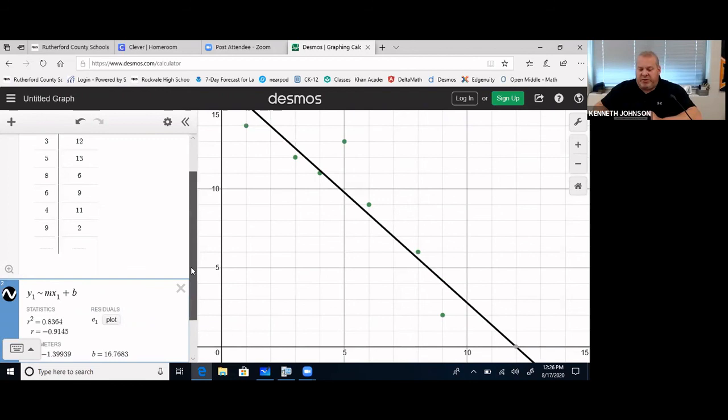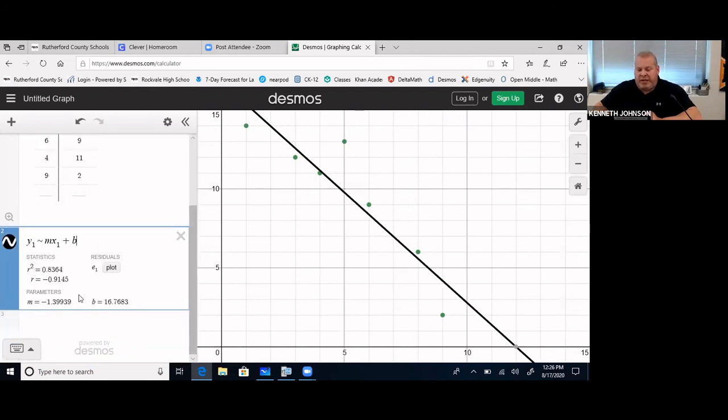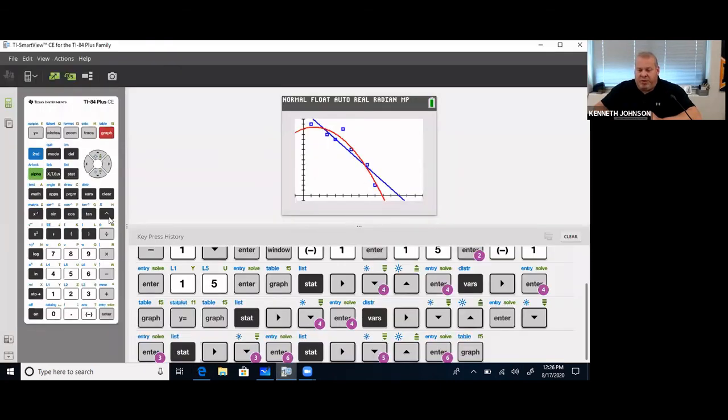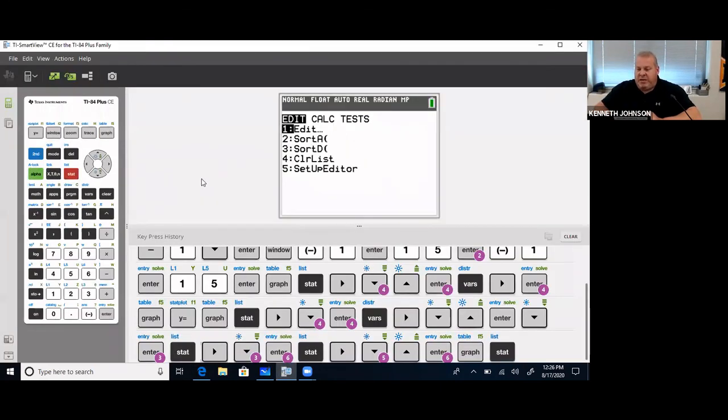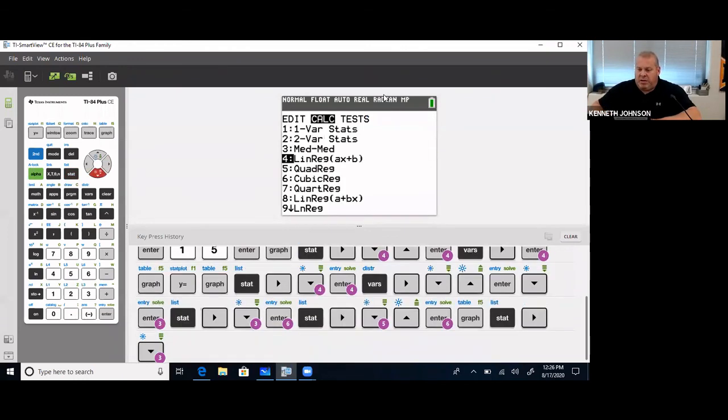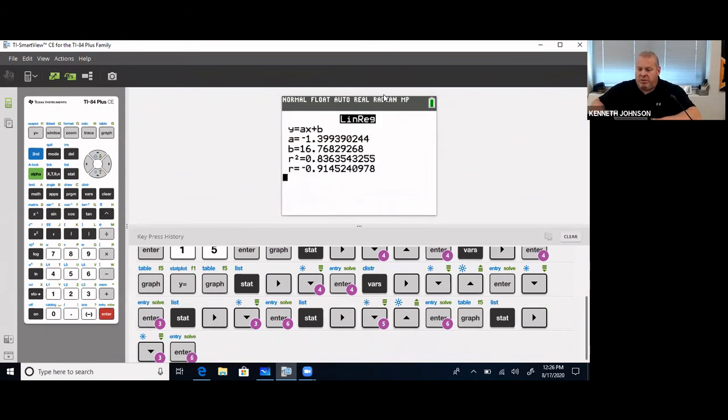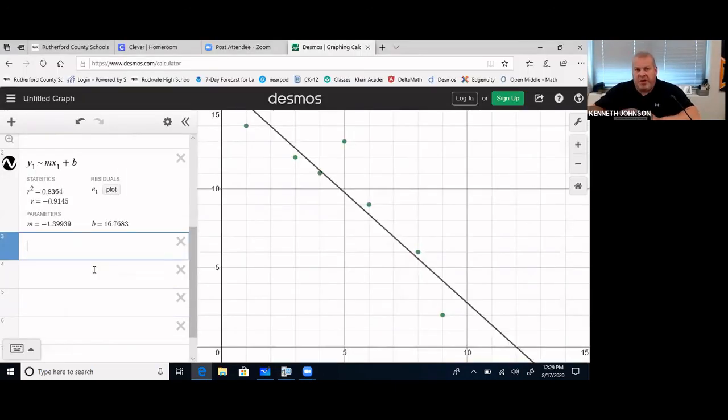And what it's going to do is it's going to calculate M and B. It's going to tell you that M is about that, B is about that, and here's the correlation coefficient and the coefficient of determination, 0.8364. Well, if I go back to my TI, under linear regression, I had 0.8364. So it's going to give me the same value.